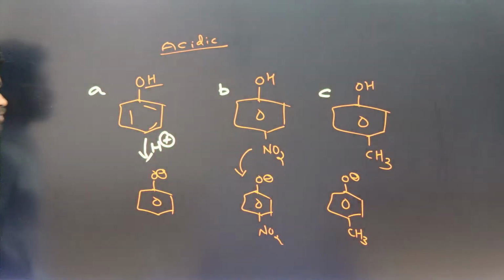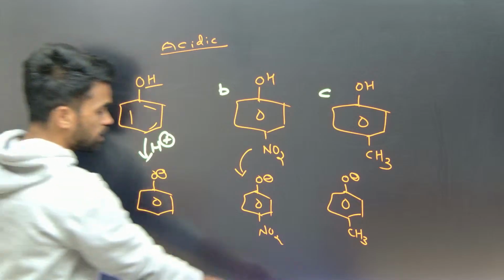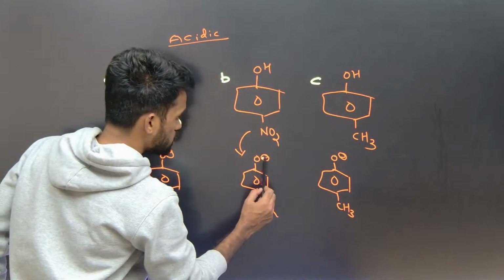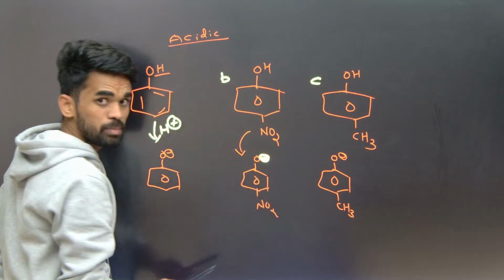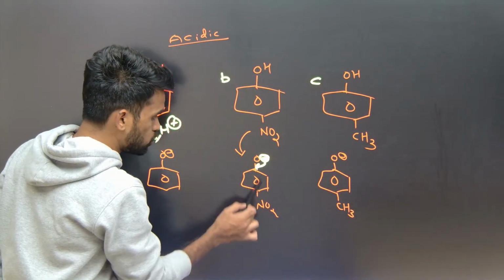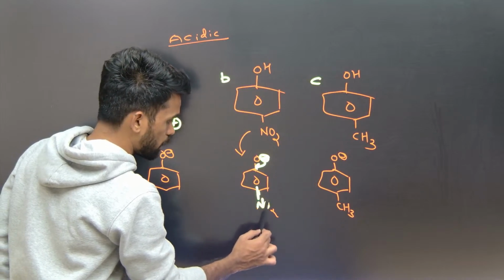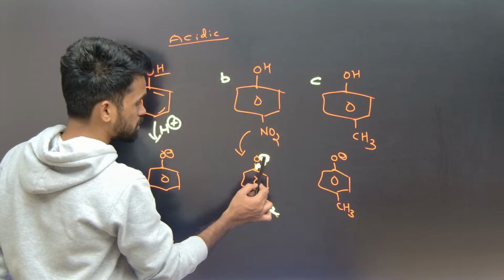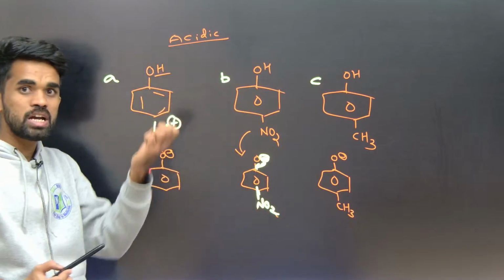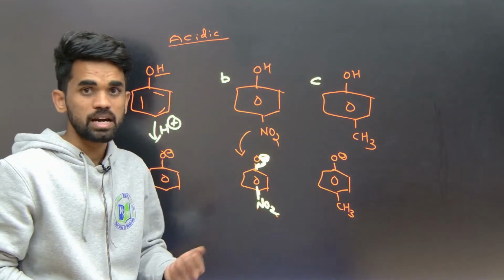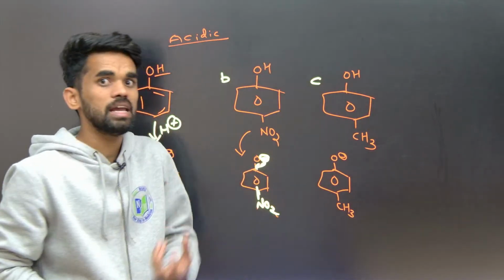But which phenoxide ion is more stable here? Tell me. See, which is more stable? This negative charge will be effectively dragged towards the ring when we have an electron withdrawing group like this. So the negative charge is shared between more atoms, and therefore its stability increases, because negative charge means high electron density.